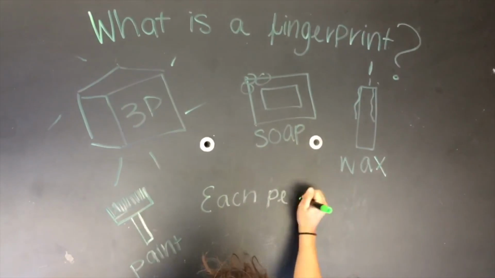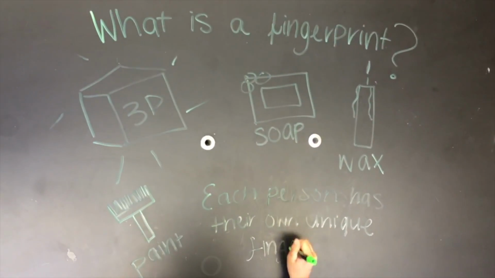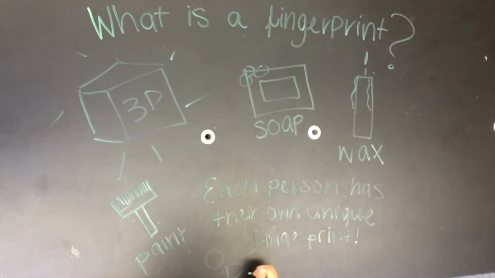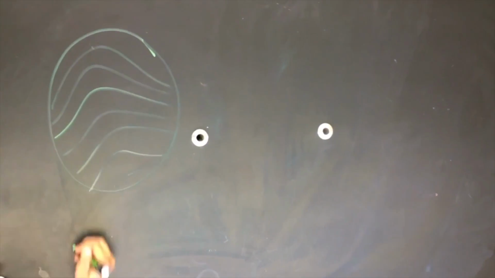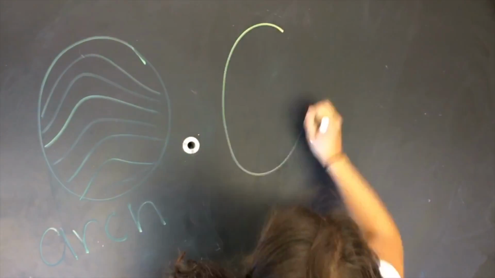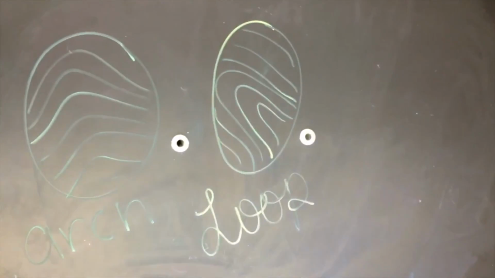Not only do each and every one of us have our own individual traits and looks, but we have one thing that makes us completely unique and cannot be altered. These are our fingerprints. The three typical patterns are arches, found in 5% of the population, whorls, found in 35% of the population, and loops, found in 65% of the population.